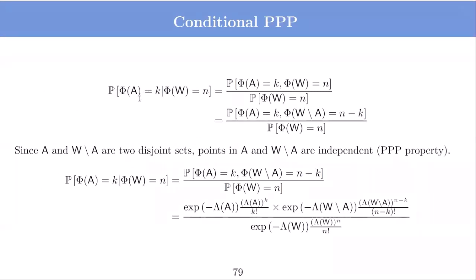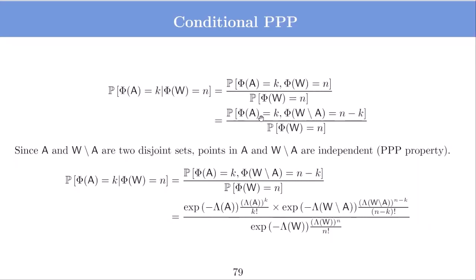So let us see this object. Probability phi A is equal to k given phi W is equal to n. Again recall, phi A is the number of points in A and phi W is the number of points in W. So this is equal to the probability that phi A is k and phi W is n, divided by the probability that phi W is n. Saying that the total number of points in W is n and in A is k is the same as saying that the total number of points in A is k and the total number of points in W minus A is n minus k. Because if these two are true, then the total number of points in W is n, and there is no other way. So they are equivalent.